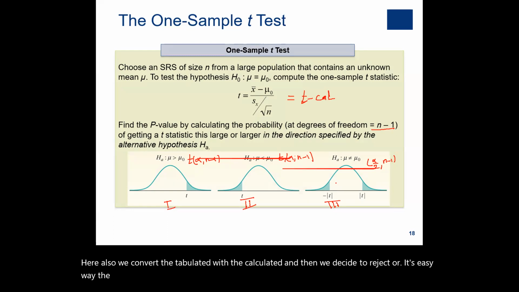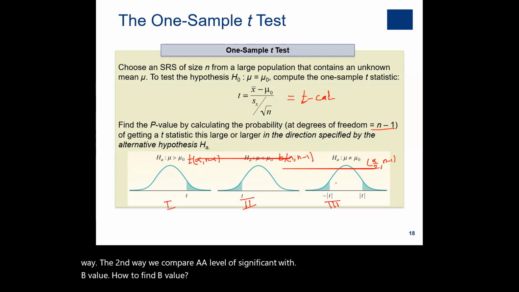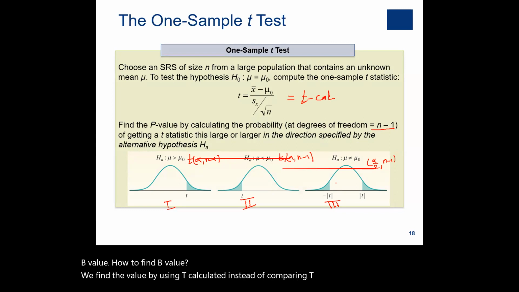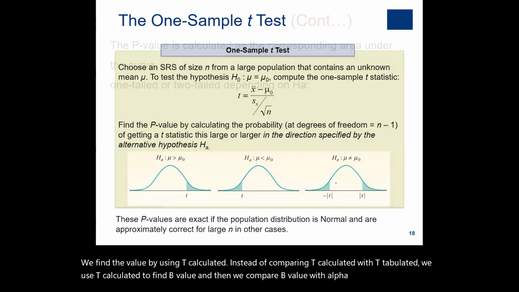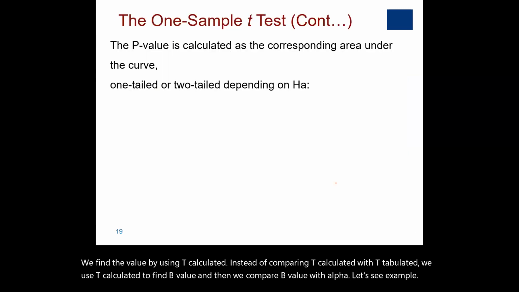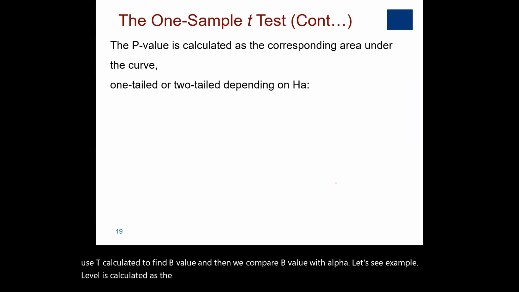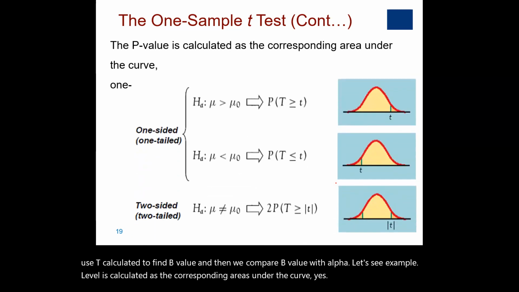The second way, we compare the alpha level of significance with the p-value. How to find the p-value? We find the p-value by using T calculated. Instead of comparing T calculated with T tabulated, we use T calculated to find the p-value, and then we compare the p-value with alpha. Let's see an example. The p-value is calculated as the corresponding area under the curve. This is the three cases.